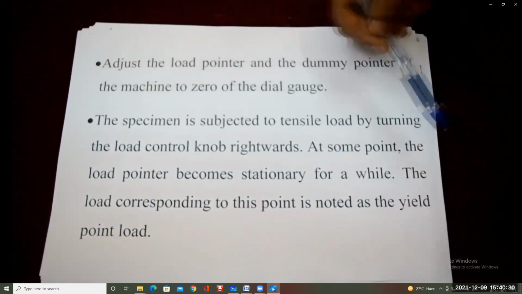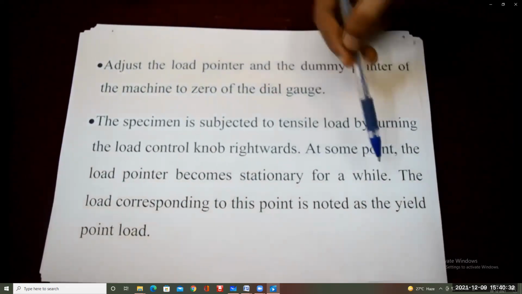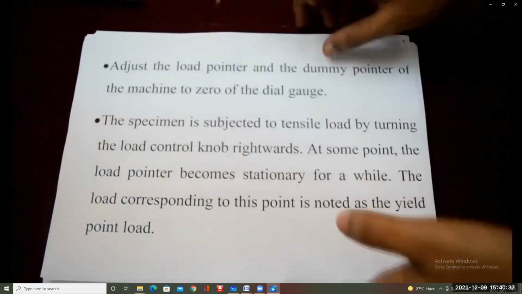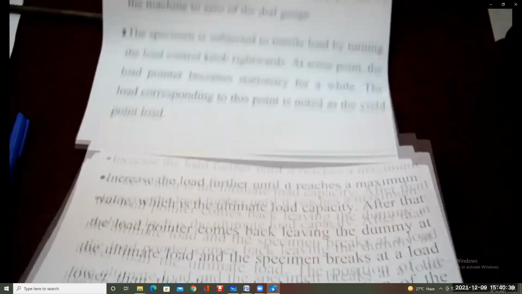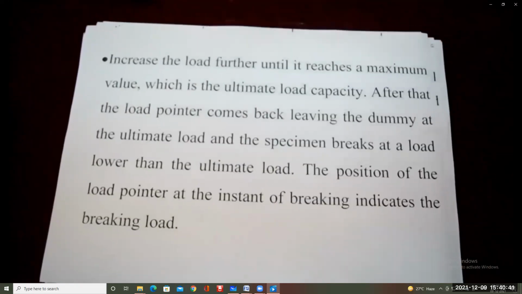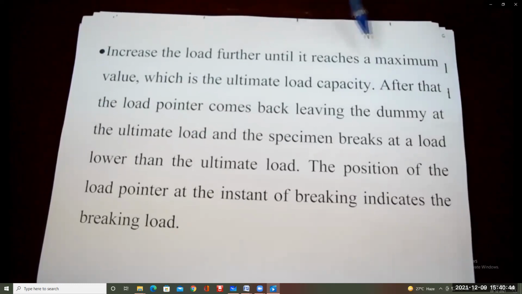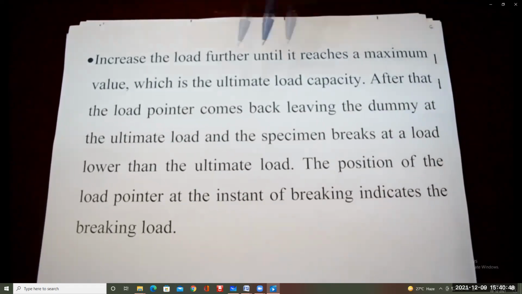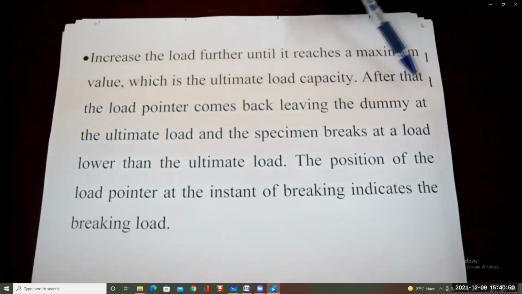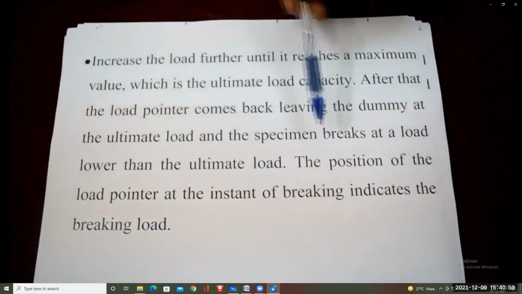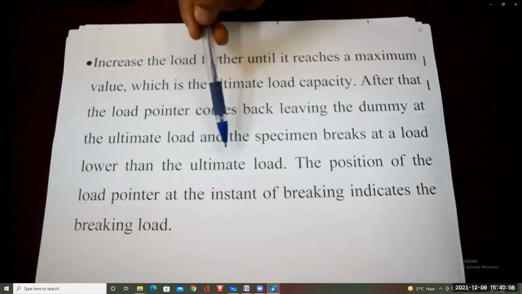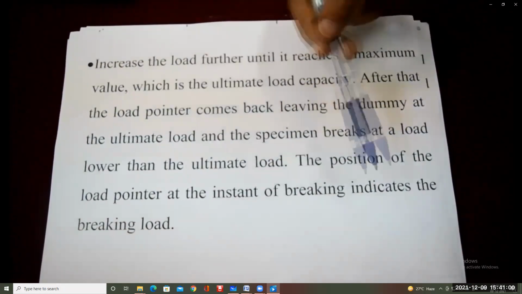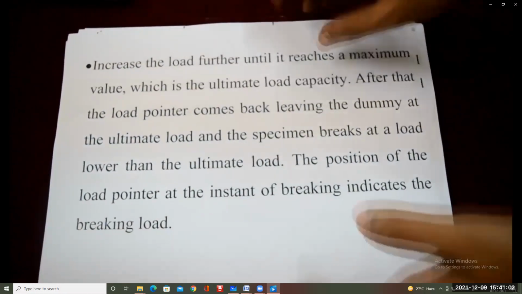At some point, the load pointer becomes stationary for a while. The load corresponding to this point is noted as the yield point load. Increase the load further until it reaches a maximum value, which is the ultimate load capacity. After that, the load pointer comes back, leaving the dummy at the ultimate load, and the specimen breaks at a load lower than the ultimate load. The position of the load pointer at the instant of breaking indicates the breaking load.